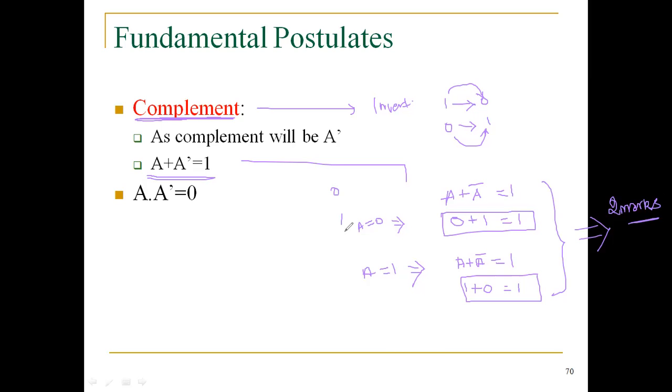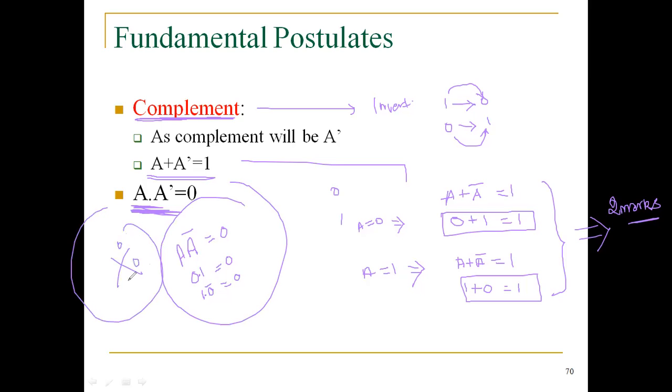Then another one in a similar way. That was a plus operator based postulate. Another one is dot operator or logical multiplication: A dot A bar equal to 0. Similarly, A equal to 0 means its complement equal to 1, 0 dot 1 equal to 0. Similarly, A equal to 1 means its complement is 0, therefore 0. That's all. So it is very basic as well as very important.